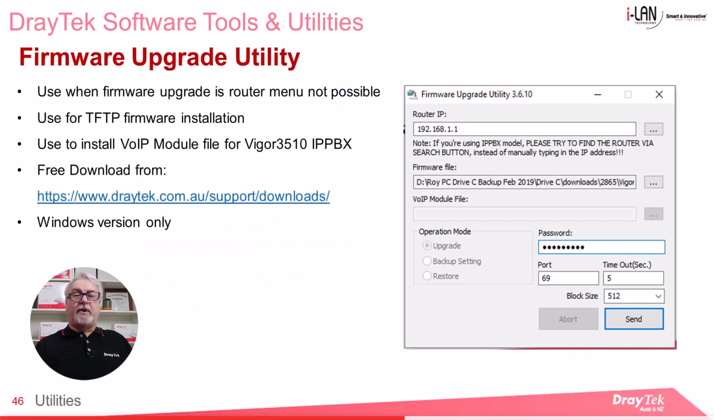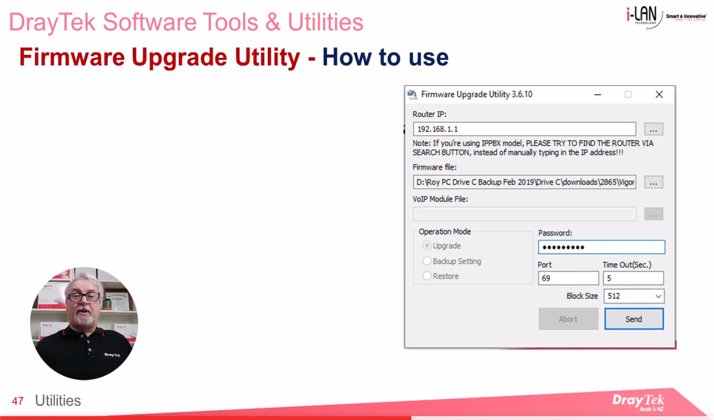It's also used for the TFTP procedure to install the firmware in a brick device. Another one is if you need to install the VoIP module file in the Vigor3510 IP PBX. To use the firmware upgrade utility, you'll first need to disable any firewalls or antivirus software in the PC, as these can block the file transfer and cause the process to fail.